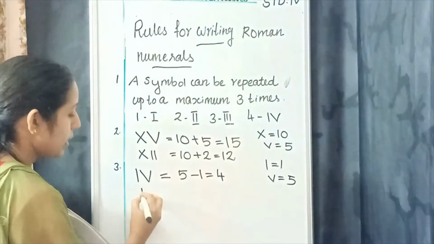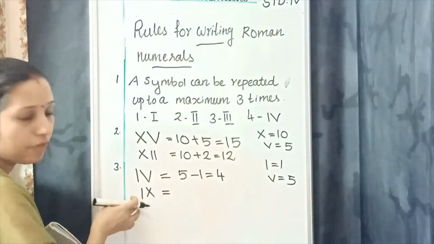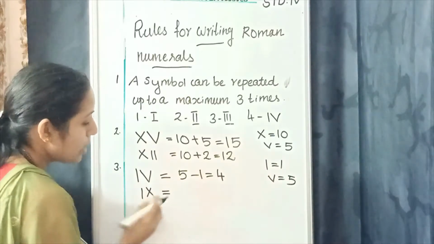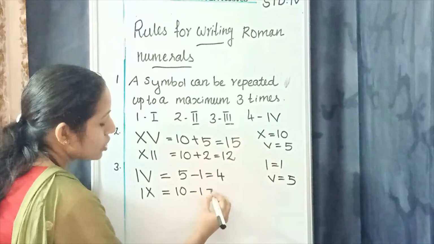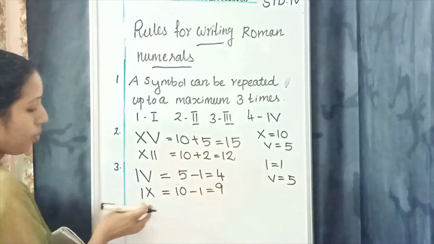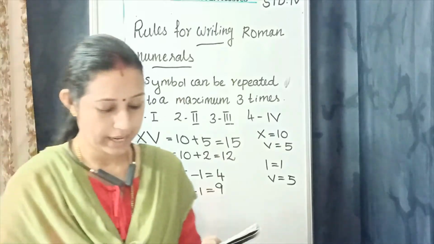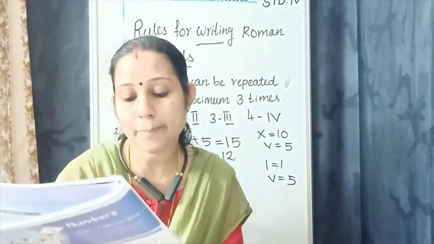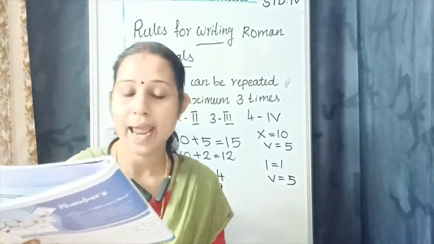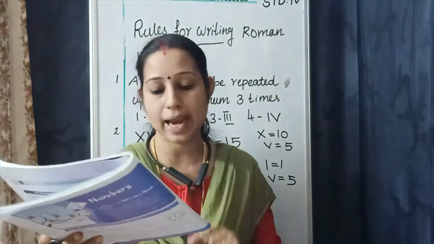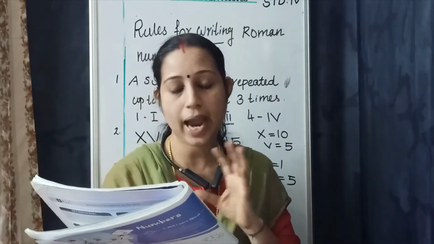Another example, IX. The symbol is placed before the greater symbol. The value of X is 10 and the value of I is 1. So this symbol is 9. IX means 9. And the last rule: the symbol I can be subtracted from the symbols V and X only.